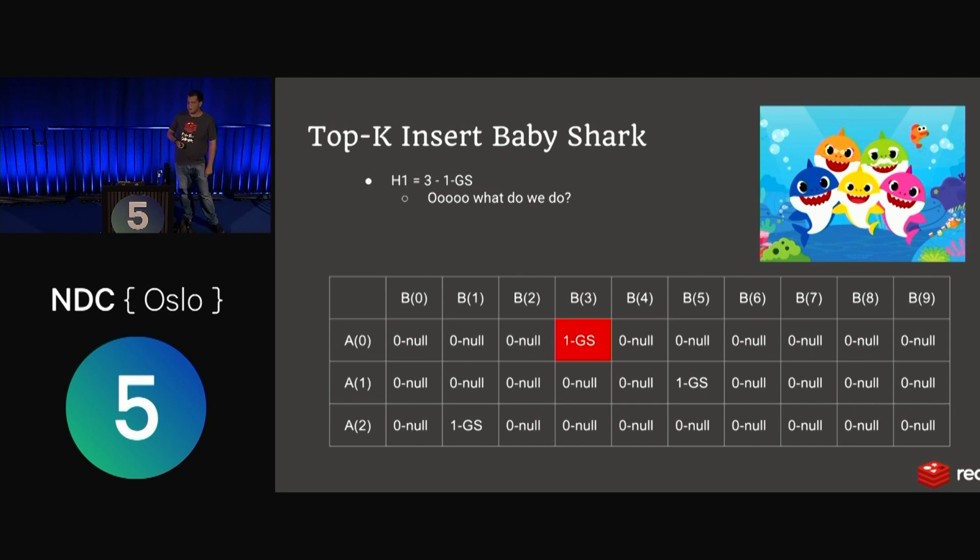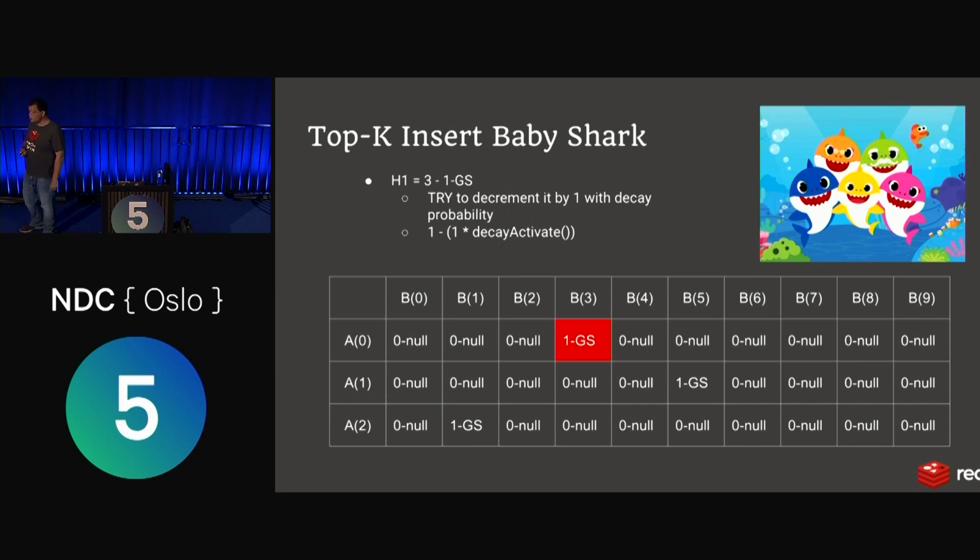Well, Baby Shark isn't what's actually in there, so we can't necessarily increment it. So what we do is we try to decrement it. With a heavy keeper, a top K in this case, there is a probability that an item will be decayed if you encounter a different item. We have this deactivation function, which is just a probability and reports either 1 or 0. We take whatever value is stored in there, in this case 1, and potentially decrement it, determined by whether or not that activation function actually happens.